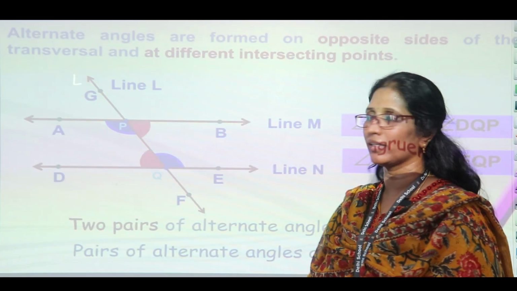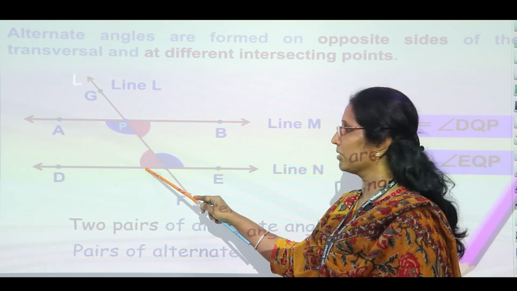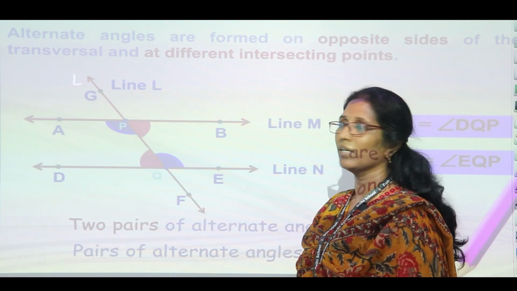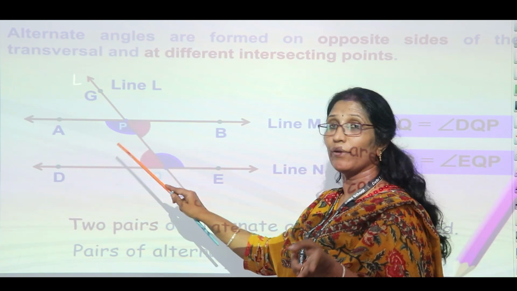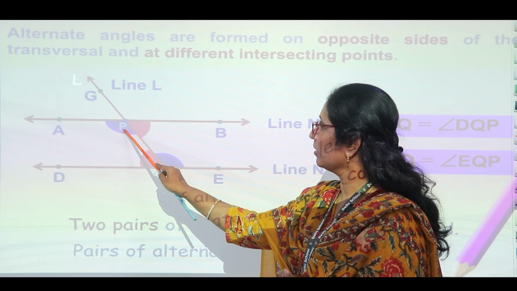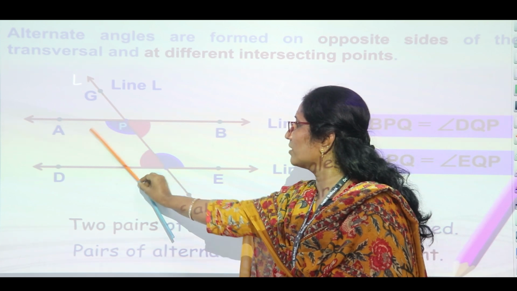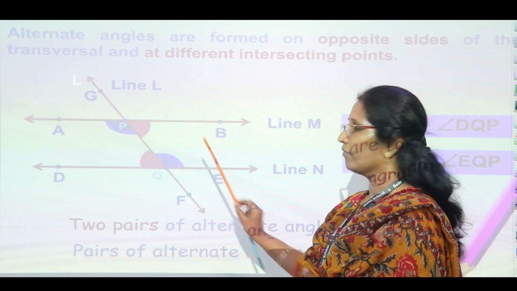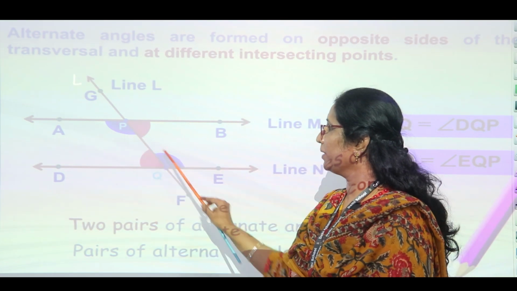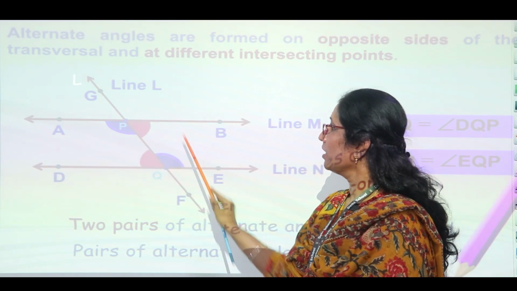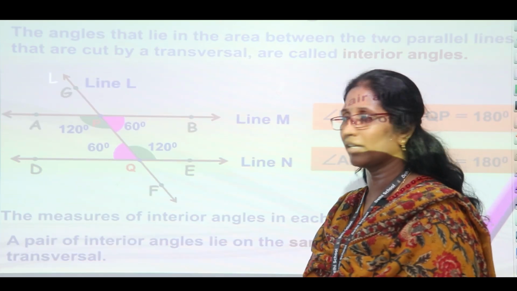Next, alternate angles. Here you can see blue angles and red angles, and these 4 lie between the parallel lines, and they are on different sides of the transversal. You can see the blue angle APQ is on one side of the transversal, and one more angle PQE lies on the other side of the transversal. So in alternate angles, they should be on different sides of the transversal and both should be interior. Those types of angles are called alternate angles.